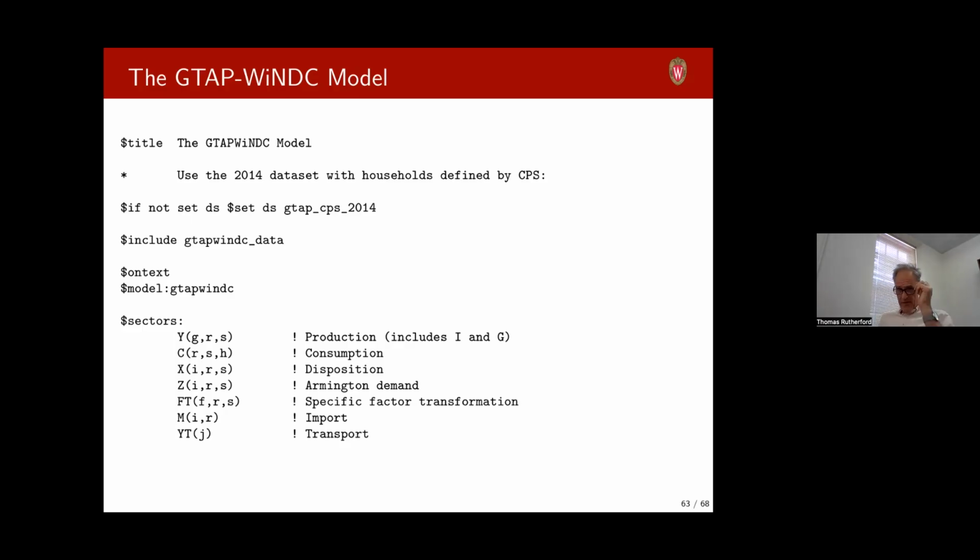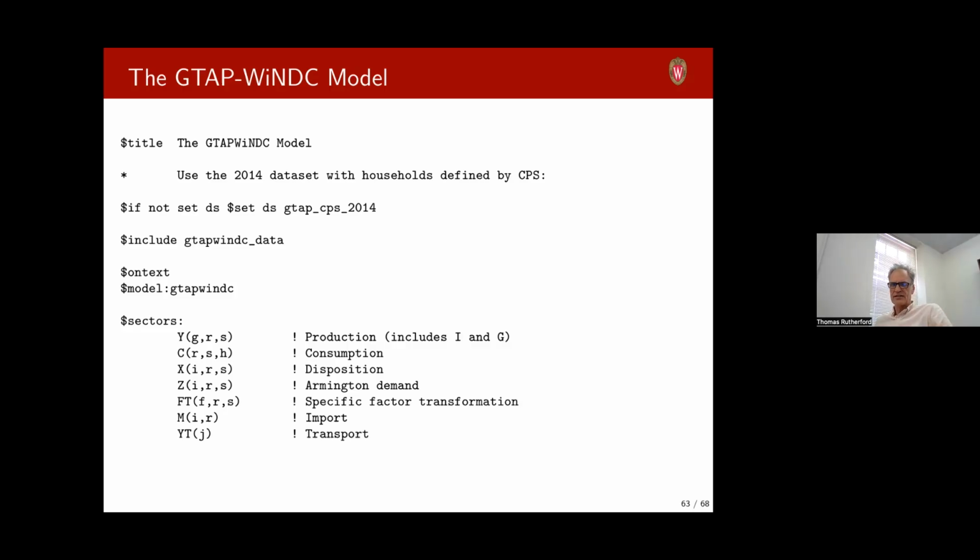And if we look at what we've got, the model has Y of G, R, and S. The key thing going on here is G is going to be all sector goods together with private consumption, public consumption, and investment. With the household data, we don't have private consumption. We have investment, public consumption, and all the other sectors.